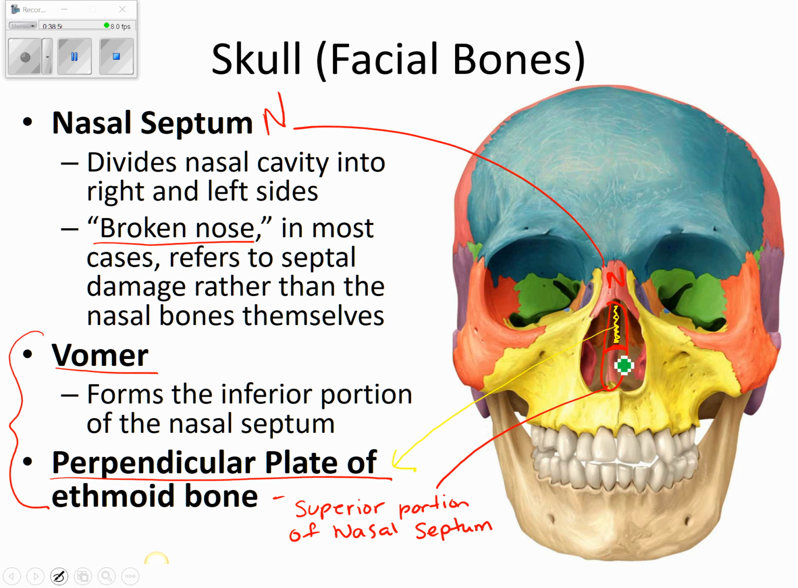And then down here you can see the inferior portion would be the vomer. So the inferior portion of that nasal septum is the vomer. The superior portion of that nasal septum is the perpendicular plate of the ethmoid bone.